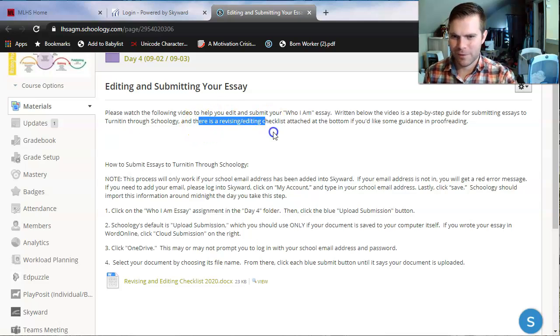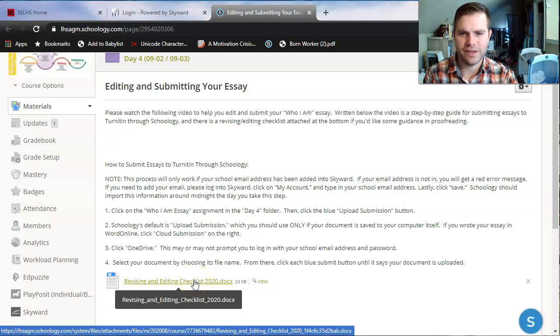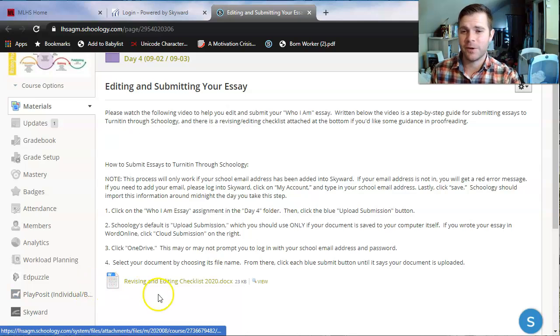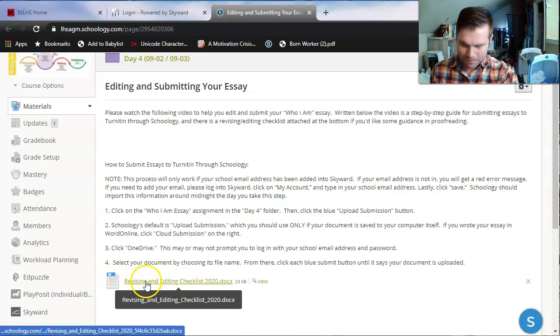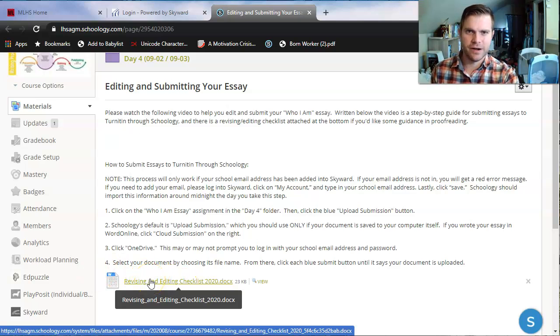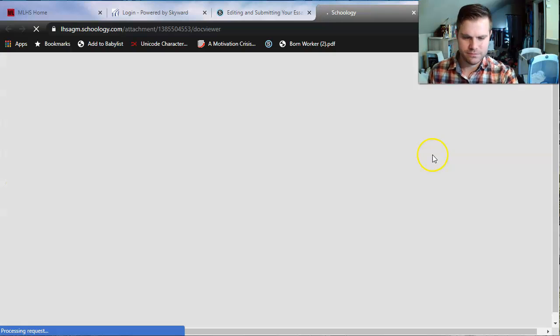Before we do that, there's a revising editing checklist attached at the bottom if you'd like some guidance in proofreading. I'll walk you through just the basics of that checklist. I do want to remind you that this essay is not being heavily graded for grammar, because I haven't taught you guys any new grammar yet, but especially as you've practiced basic proofreading, spelling, capitalization, end marks, those kinds of things today, I do want you to at least give just a quick proofread to your paper so that you can fix those simple mistakes. Let's look at this checklist.